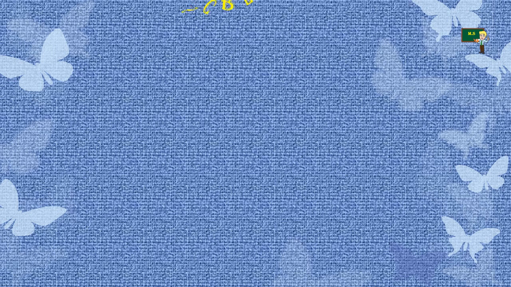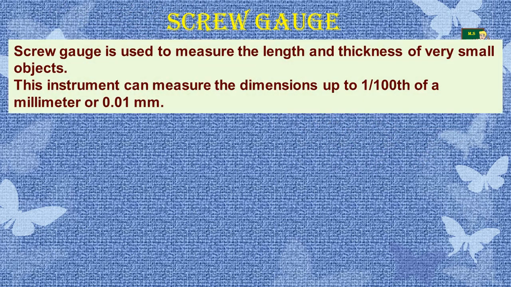Students, now let's see the screw gauge. Measurements made with the vernier caliper can be made in centimeter only. Screw gauge is used to measure the length and thickness of very small objects. This instrument can measure dimensions up to 1/100th of a millimeter or 0.01 millimeter.